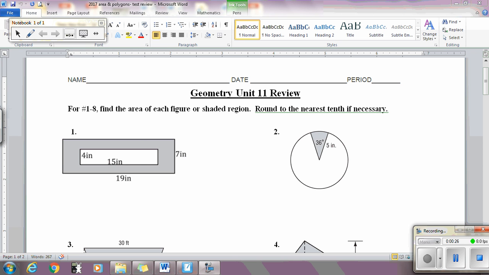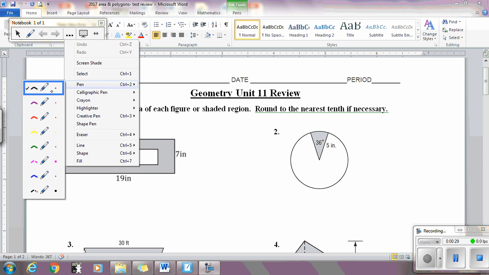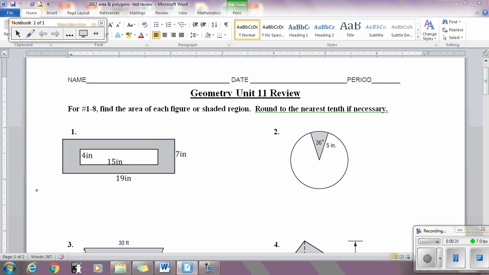So to find the area of the shaded portion, I'm going to need to take the area of the large rectangle and subtract the area of the small rectangle. The formula for area of a rectangle is length times width, or base times height. So I'm going to use the same formula for both. For the larger rectangle, the length and the width are 19 and 7. And for the smaller one, it's 15 and 4.